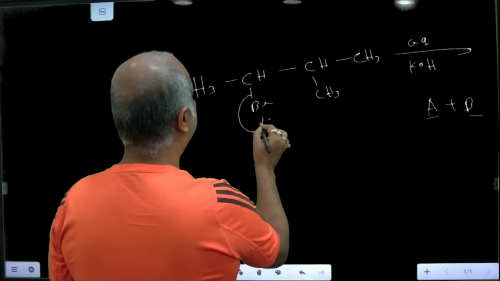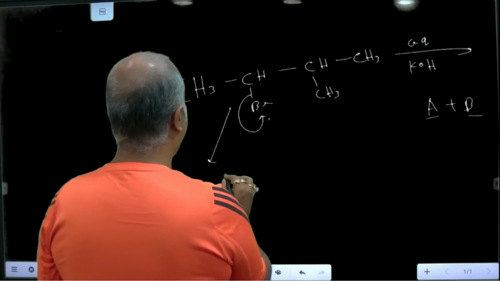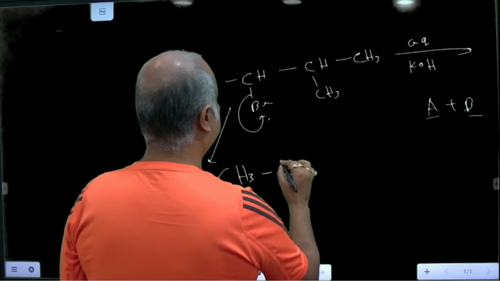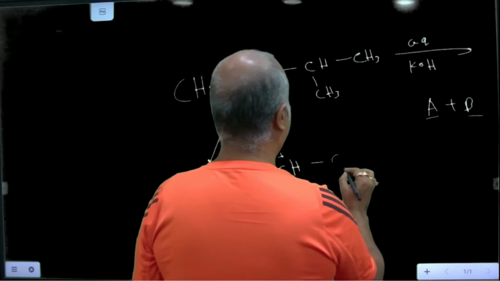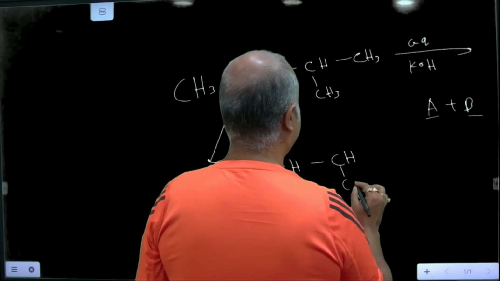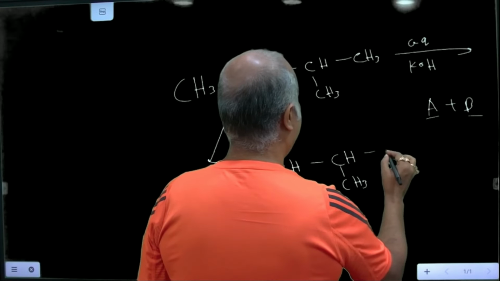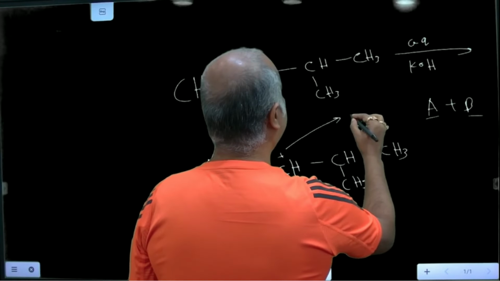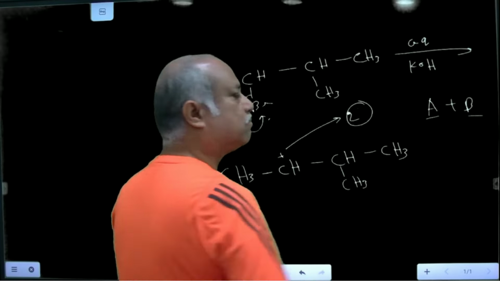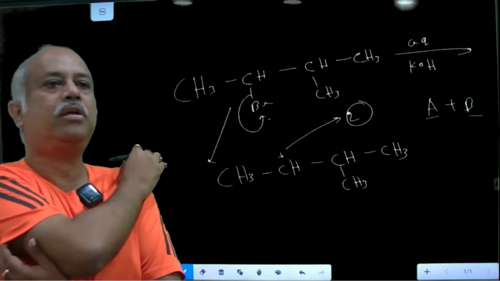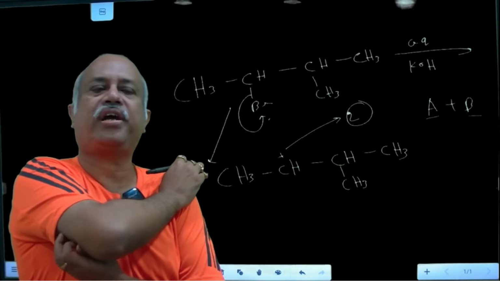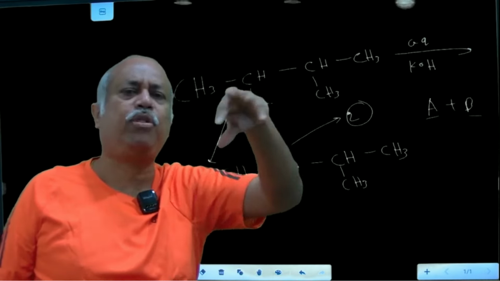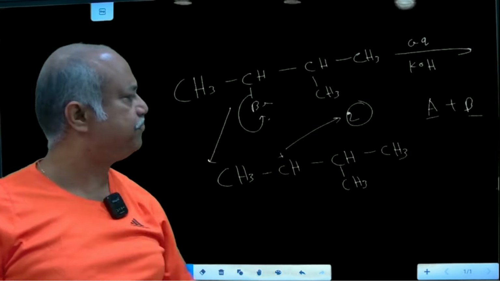The leaving group leaves, giving CH3, CH plus, CH, CH3 and CH3. That is the 2-degree carbocation, the secondary carbocation. A secondary carbocation is also preferable for the SN1 mechanism.